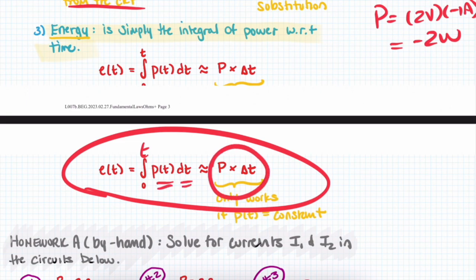And we have a discrete form here, where the amount of power being consumed at a given instant times a delta t would give us the amount of energy being consumed during that time. Now, this would obviously assume that this is a constant value.